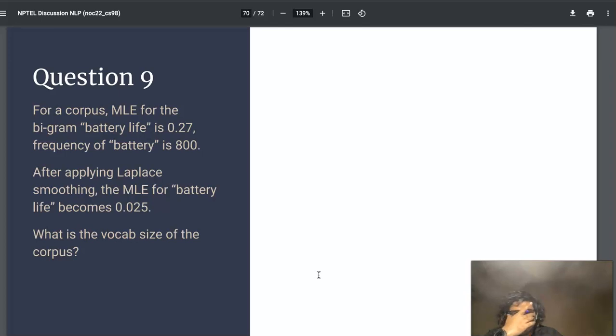Okay, so this is another question. The question is asking for a corpus MLE, the maximum likelihood estimate. For the bigram, there is a corpus, and in the corpus there is a bigram called "battery life", and its maximum likelihood estimate is 0.27.